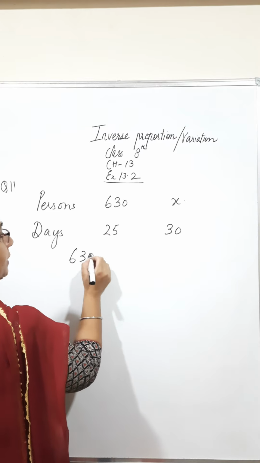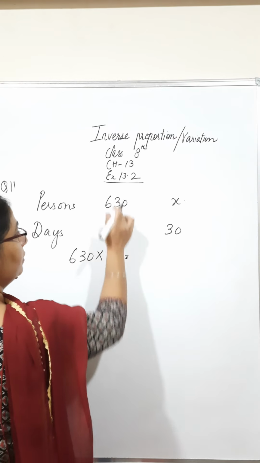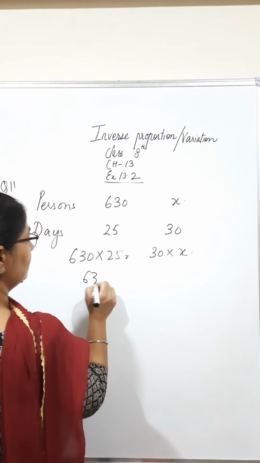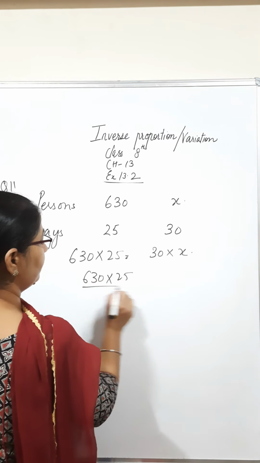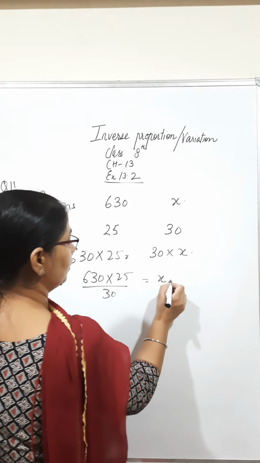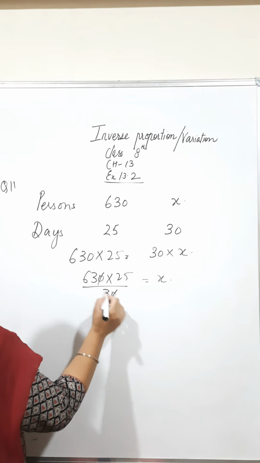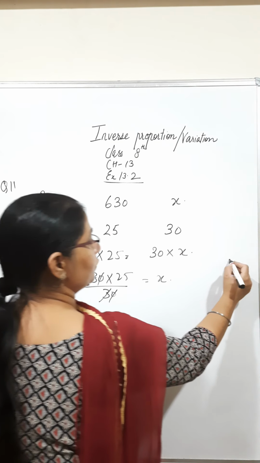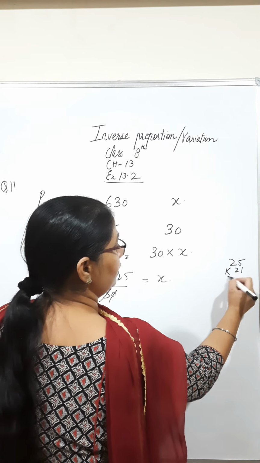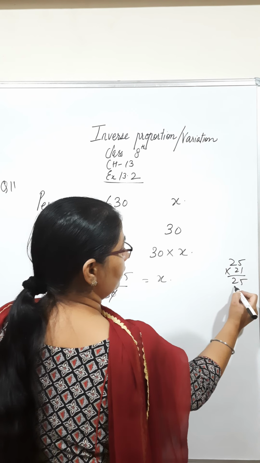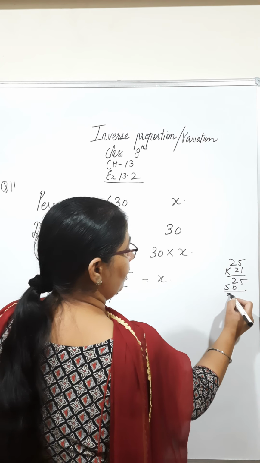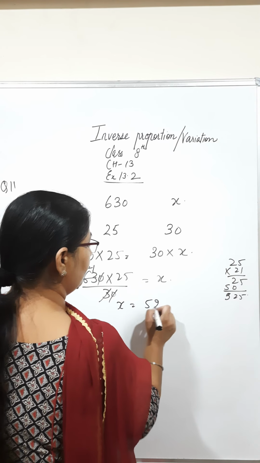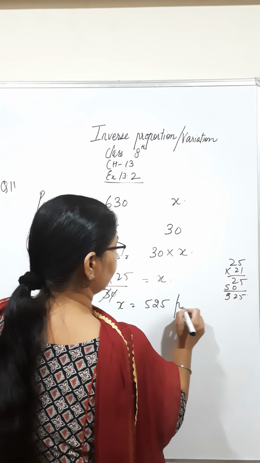So 630 multiplied by 25 should be equal to 30 multiplied by x. So 630 multiplied by 25 divided by 30 will be equal to x. 0 0, 3 2s are 6, 3 1s are 3, 21 into 25. When you multiply 25 with 21, you have 5 0 50, so you have 525. So x is equal to 525 persons.